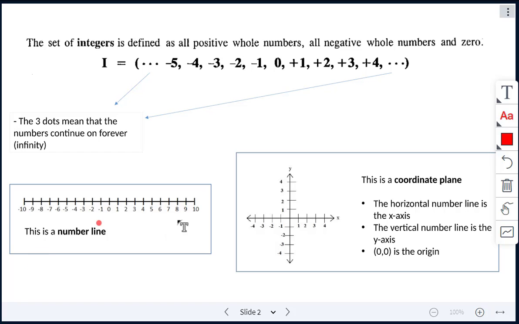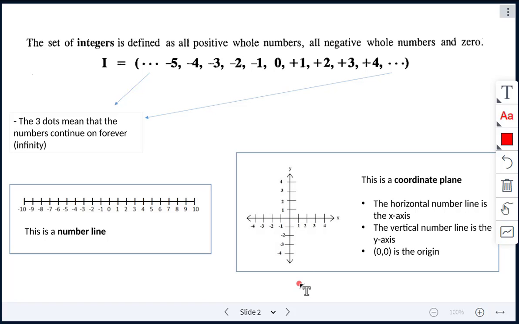Now if we take this horizontal number line and we are creating our coordinate plane, you'll notice here we have our horizontal number line, which is called our x-axis in a coordinate plane. And then our vertical number line represents the y-axis in a coordinate plane. The center here is at 0, 0. That is called the origin.